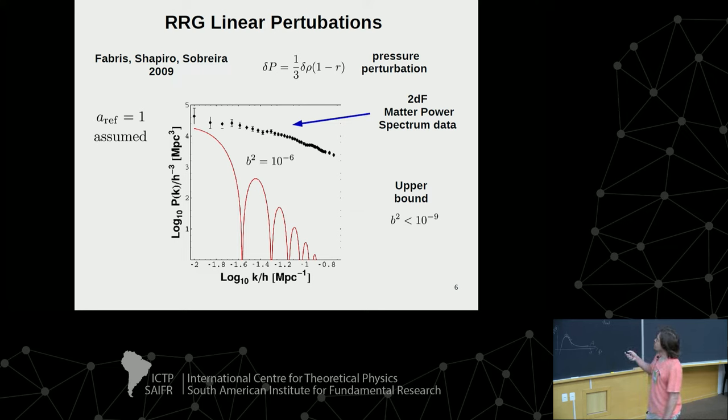So this is for B squared 10 to minus 6. Then you see damped oscillations, as you would expect from a hot fluid. Of course, this is related to the matter power spectrum quite a lot. But when you start to reduce this, this thing goes here and starts to fit everything. So they get a lower bound on this B squared using this data.